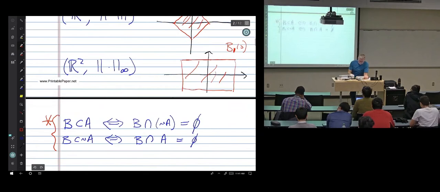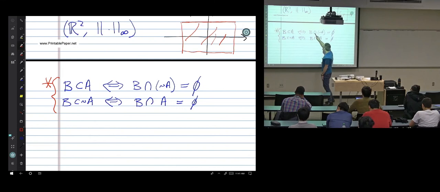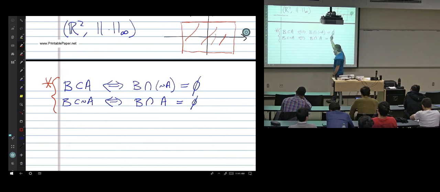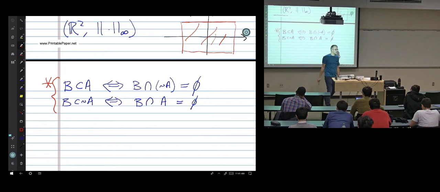One set is contained in another if the intersection with the complement is empty. I think that direction everybody is easy with. It's this one that is harder to do the mental gymnastics on, okay? So we need that.